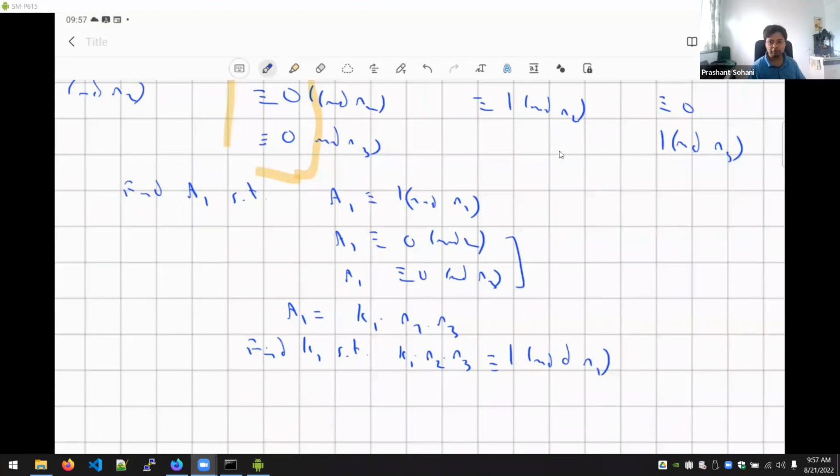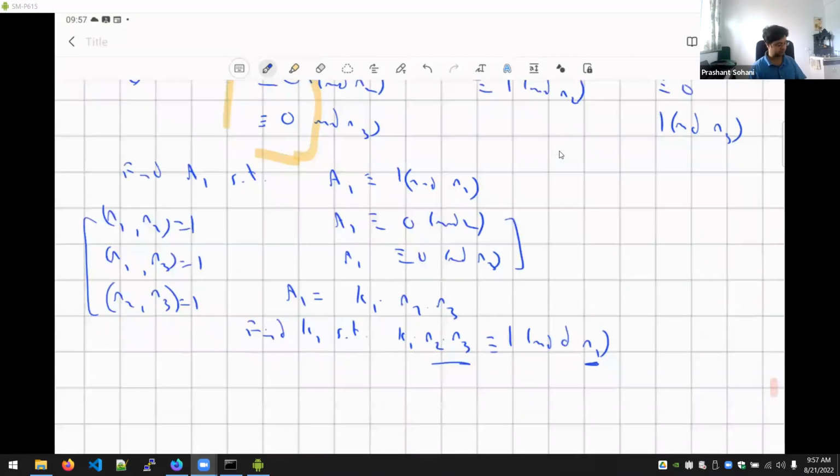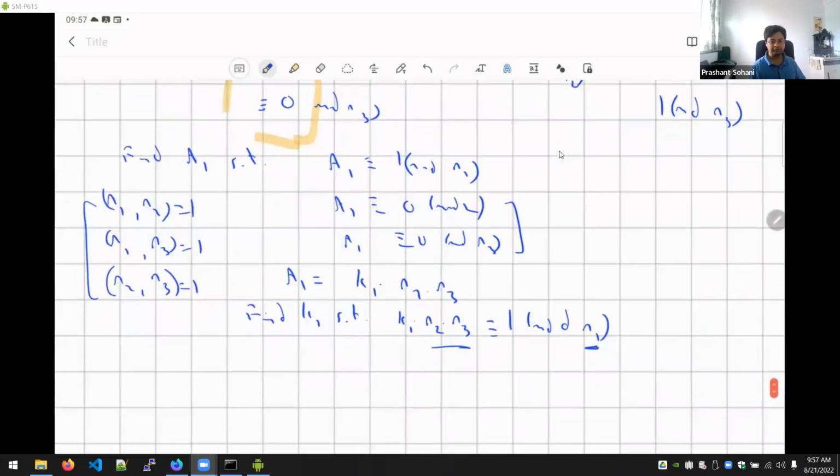And now this is a linear congruence, right? This I know how to solve. This is where that condition is important. We started with the assumption that N1, N2, N3 are all pairwise co-prime. Because if these are all co-prime, it guarantees that the GCD of N1 and N2, N3 is 1. So therefore this equation will have a solution, and such a K1 can be formed.